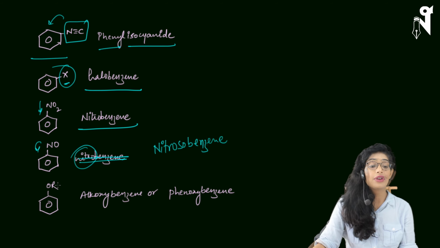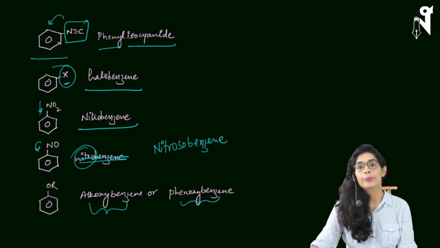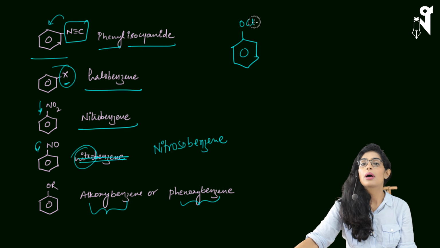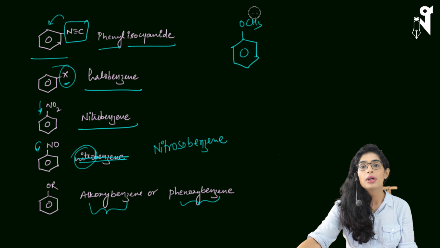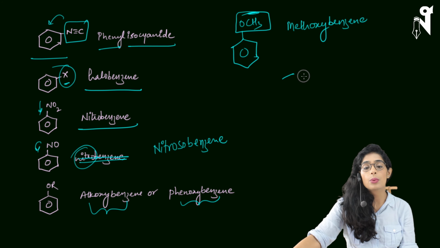Okay. If any ether is present, then the name can be two ways. It can be alkoxybenzene or it can be phenoxybenzene, depending upon how the carbon chains are. So let's say if I have this compound, then this is the smaller R group and oxygen will go along with the smaller R group and it will be written as methoxybenzene.